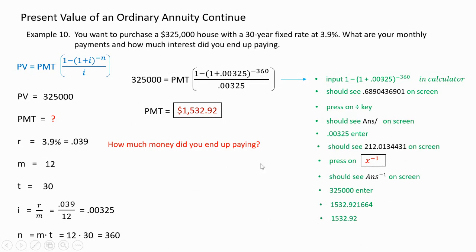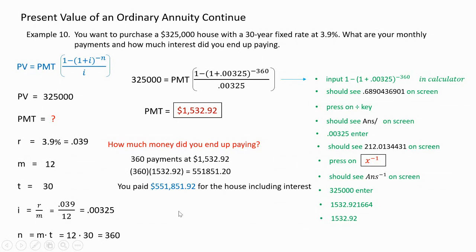Hey guys, this is gonna shock you, okay? Because 360 payments at $1,532.92 is gonna be over $500,000, guys. So you're gonna end up paying $551,851.20, guys. Okay? Again, $551,851.20.